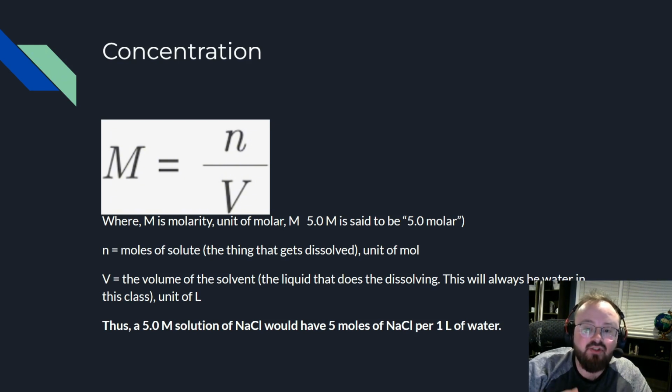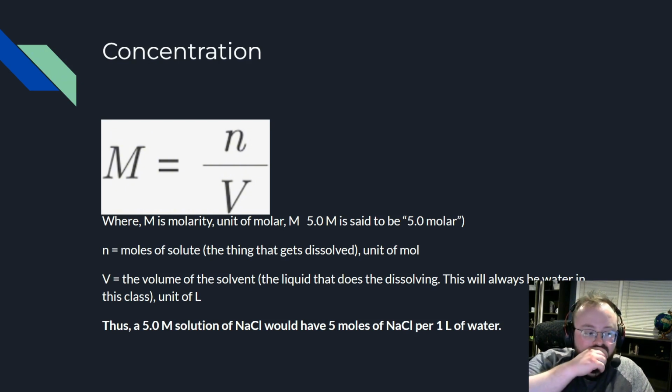We call this concentration. And the unit of concentration that is most often used in the chemistry class is called molarity. And as the term implies, molarity includes moles in it. And this is our formula. And the capital M is concentration, but also molarity. And we use a unit capital M. And if something is 5.0 M, we call that 5.0 molar. That's kind of just the terminology of it. So it's a 5 molar solution or something like that.